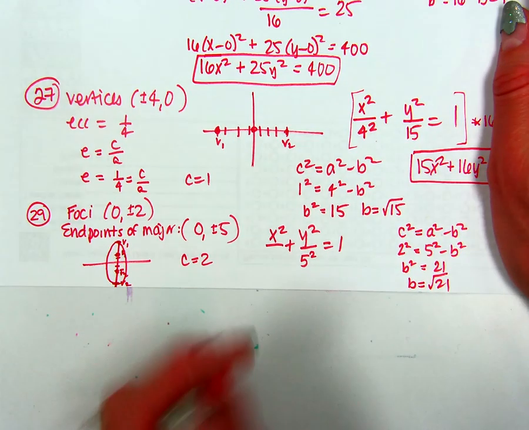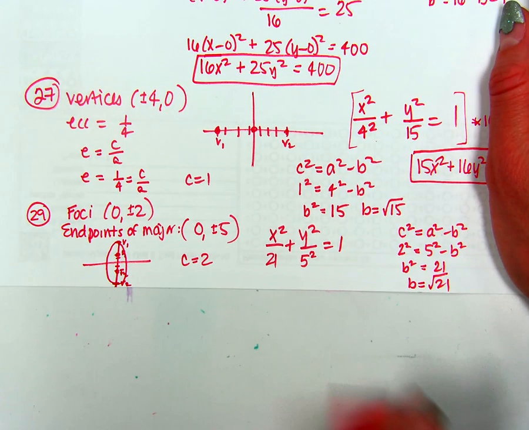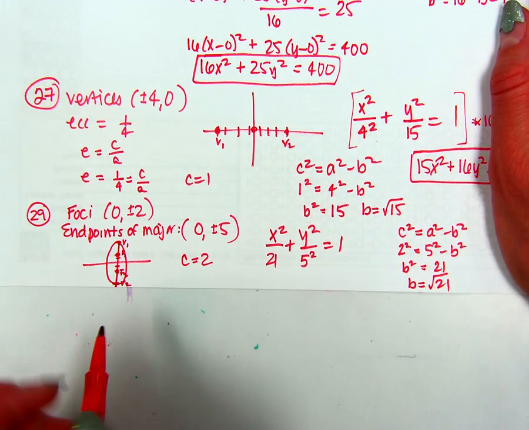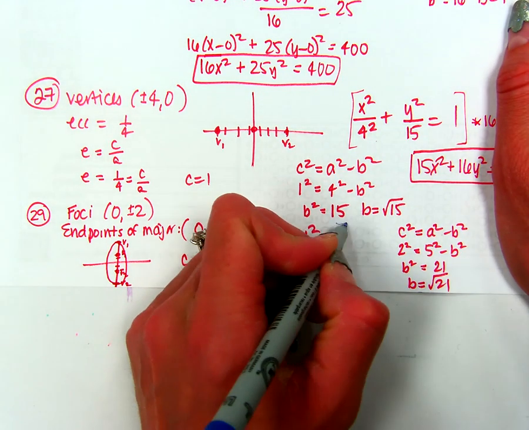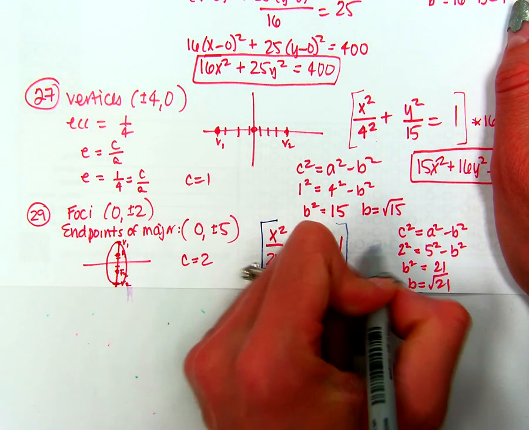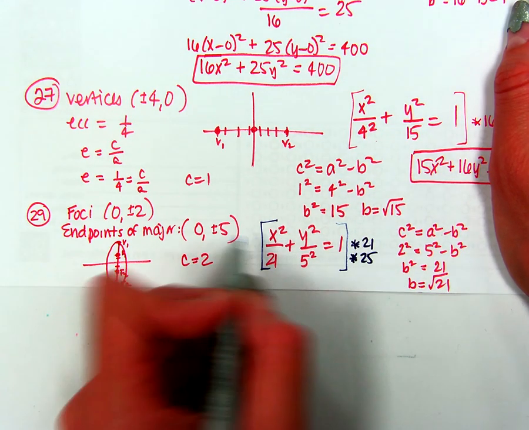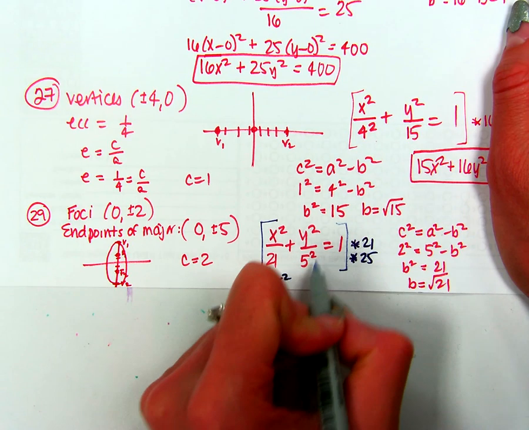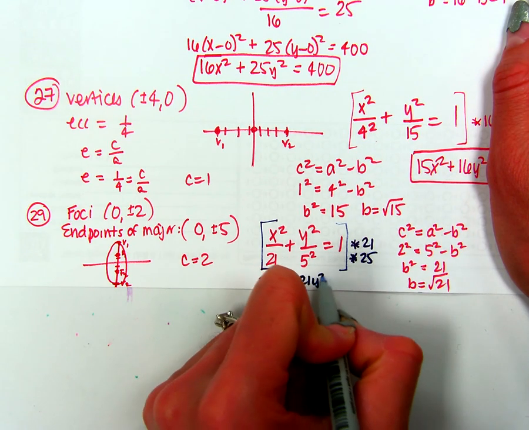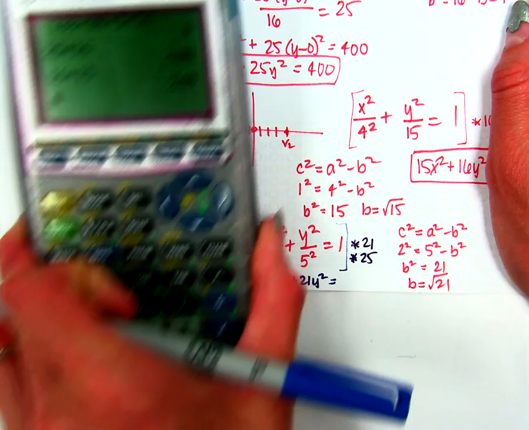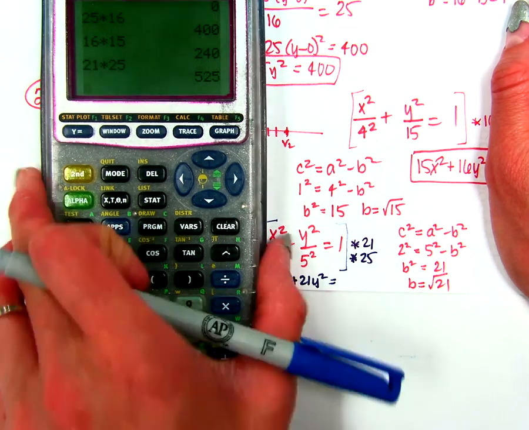And then root 21 squared is 21. So this answer would be fine, except they don't want it to be in that format. They want you to get rid of your fractions. So I'm going to multiply by 21 and then again by 25. So if I multiply that, this will become 25x squared plus 21y squared, and then whatever 21 times 25 is. So that's 525.